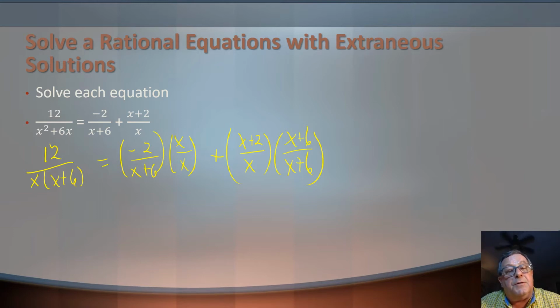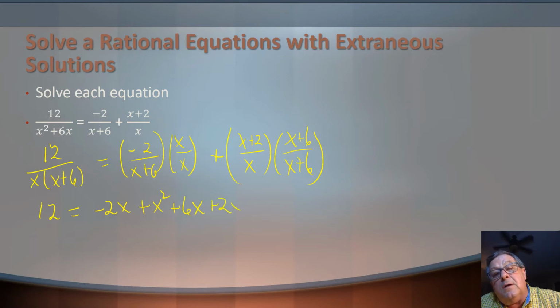So I don't have to do anything over here on the left side. So I'm just going to set this equal to 12. Now that's equal to, well, let's see, -2 times x is -2x. And then x plus 2 times x plus 6. So let's FOIL that. X times x is equal to x squared. X times 6 is plus 6x. 2 times x is plus 2x. And 2 times 6 is equal to 12. Yep, plus 12.